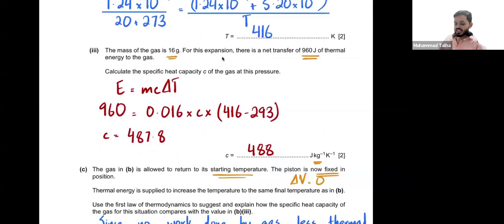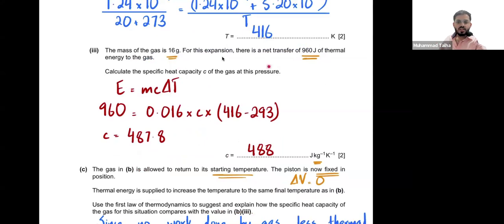The mass of the gas is 16 grams. For this expansion, there is a net transfer of 960 joules of thermal energy to the gas. Right? So 960 is transferred to the gas. Calculate the specific heat capacity of the gas at this pressure. So E equals mc delta T.